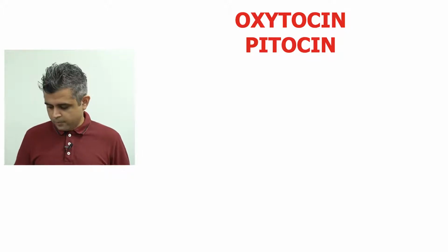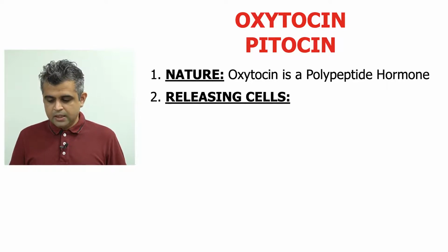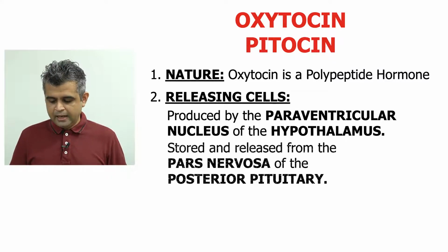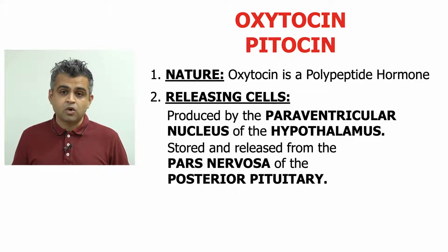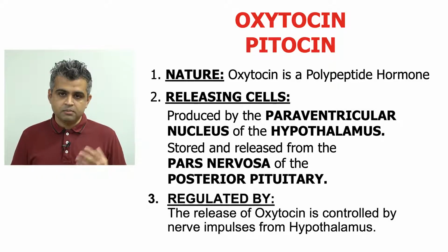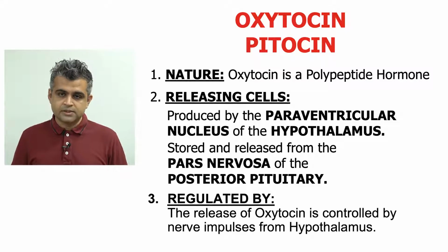So oxytocin or Pitocin is a polypeptide hormone by nature. The releasing cells are the paraventricular nucleus, which is in the hypothalamus, and it is stored and released from the pars nervosa of the posterior pituitary. At the same time, the release is regulated by nerve impulses generated in the hypothalamus. So all of these things you already know from the previous lectures. So that brings us to what are the functions of oxytocin.